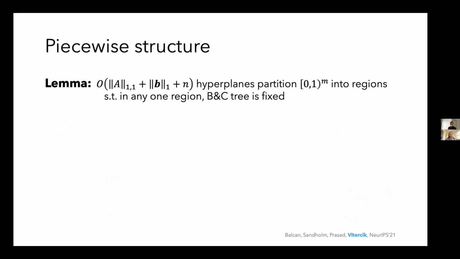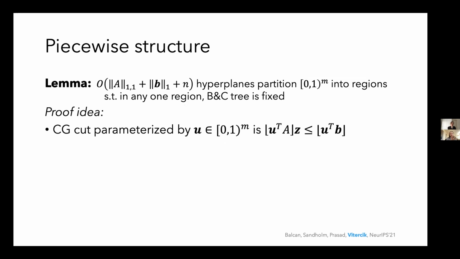And now, why does this piecewise structure actually hold? What is the intuition behind this piecewise structure? So now, let me just remind you of what these CG cuts look like. They're parameterized by these vectors u, and we take the inner product between u and our constraint matrix A. We take the floor, and we take the inner product of u and the right-hand side of the constraints, and that creates our new constraint.